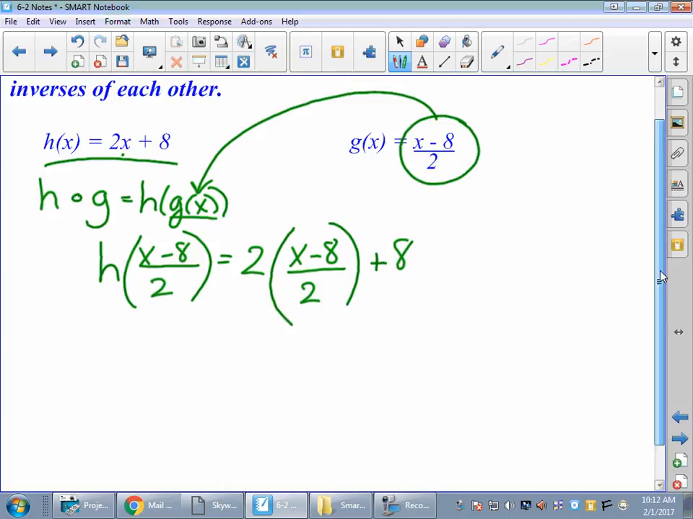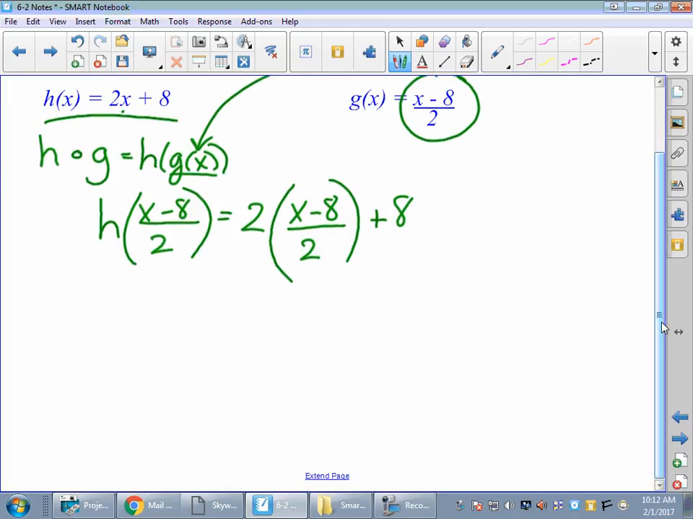Using order of operations to simplify, the first thing I have to simplify is multiplication. So if I multiply this quantity by 2, but then I divide it by 2, it's like it never happened. So those two operations cancel each other out. So now what I'm left with is an X minus 8 plus an 8. And when you have a negative 8 and a positive 8, they also cancel each other out, and we're left with X. So H composition G simplified to just an X.